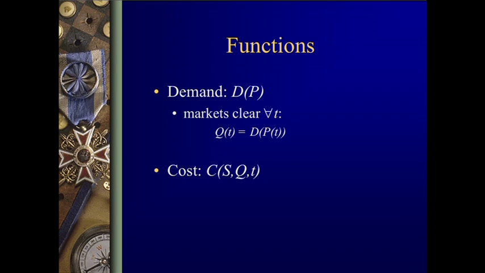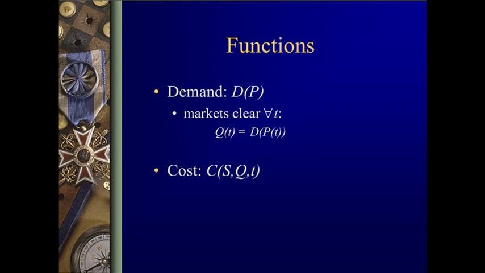So the functions I have are the following. As I mentioned, I make very little functional form assumptions, so I just have them generally. Demand is generally a function of price, and markets clear so that the amount that's produced, which is our big Q, is equal to the demand of oil as a function of price at every time T.